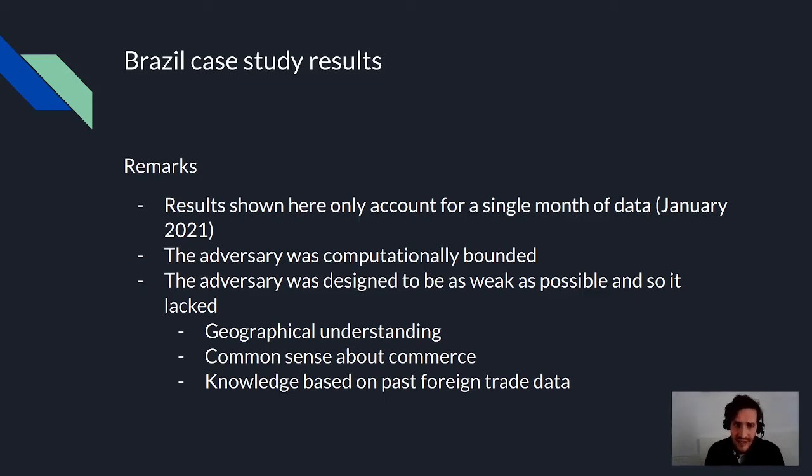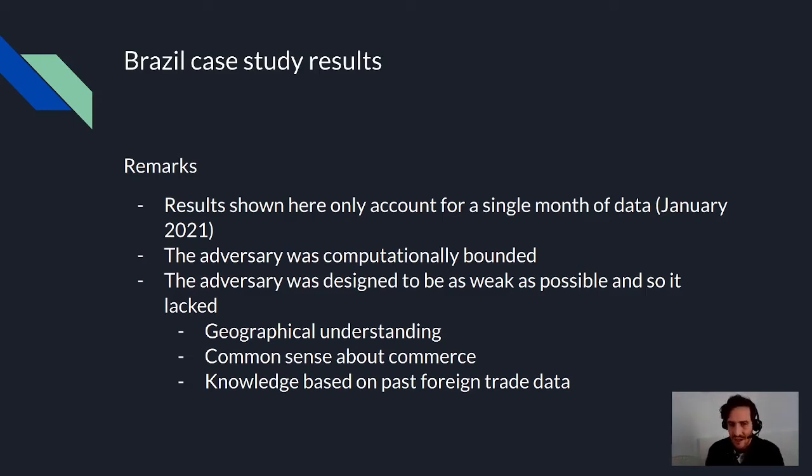The adversary that we designed was as weak as possible, and so it lacked geographical understanding. That means that we didn't use any type of geographical data that could aid in the attack. For instance, knowing that the business is near a port of entrance of that good being imported could give some edge to the adversary, but we didn't use that.